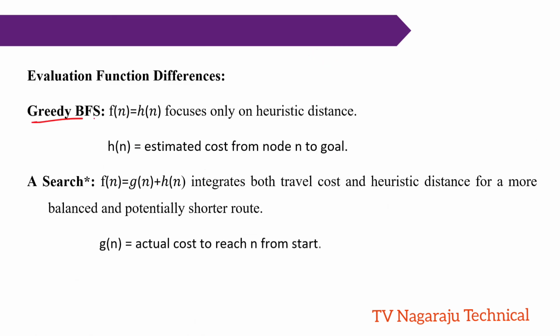Now, if you are using the greedy method, simply focus on heuristic distance. If you are using A* search, you are calculating both the costs, that is total cost along with estimated cost. Now, I will explain this with one example, then you will get a clearer idea.